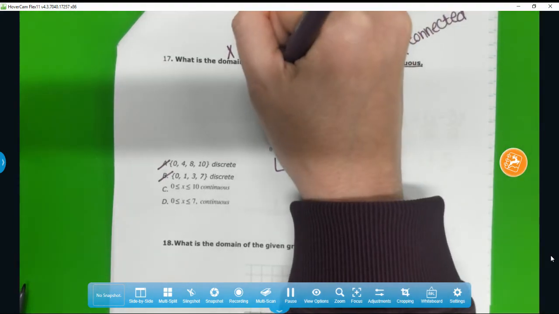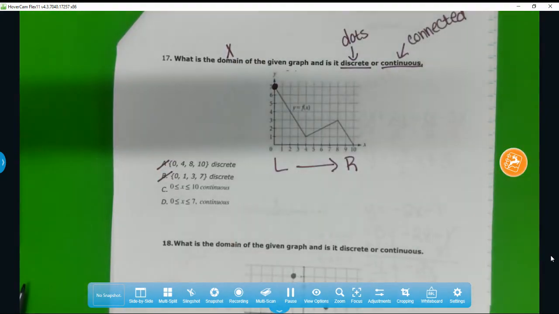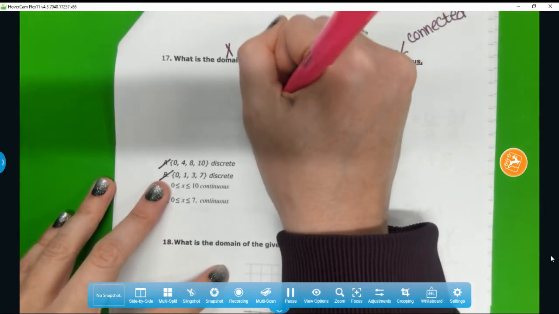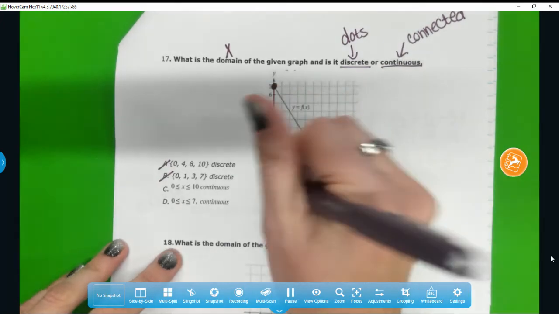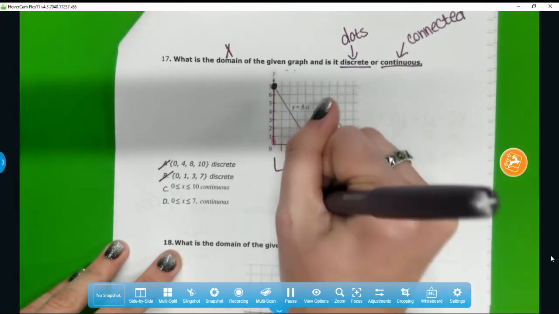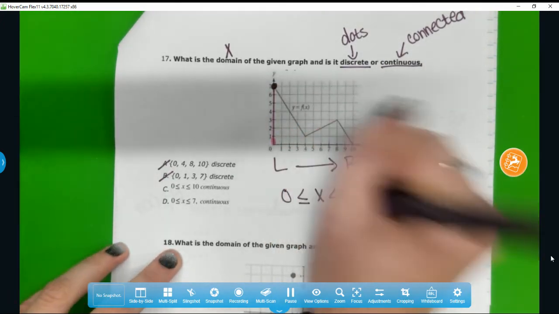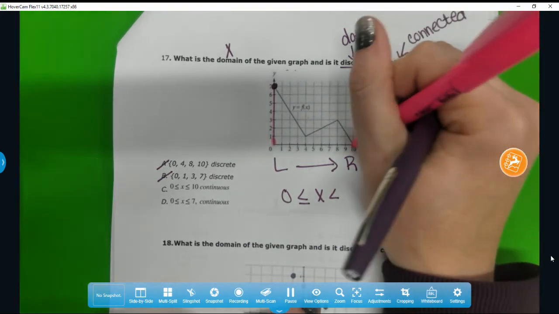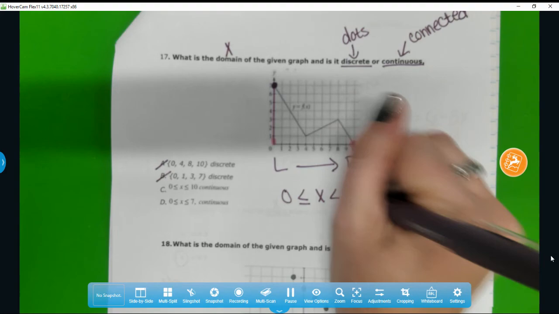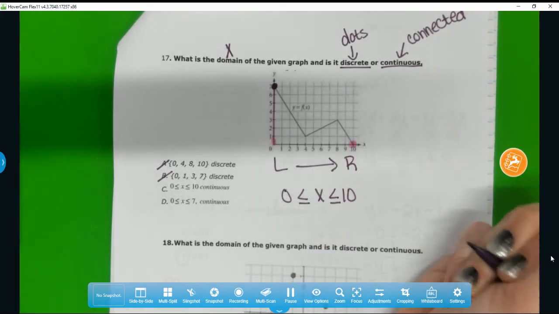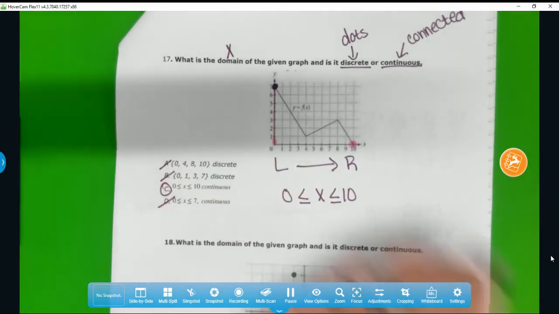Okay, so we're going to look at this point, and we're looking at the x value of that point. So that point has an x value of 0. It's colored in. Then we're going to come all the way to the right. We're going to look at this point. That has an x value of 10. It's also shaded in, so our answer should be C.